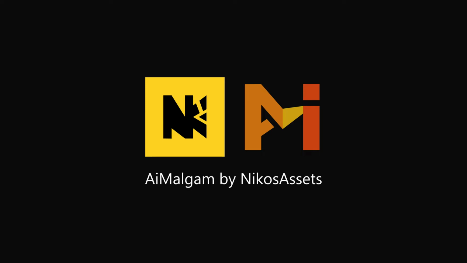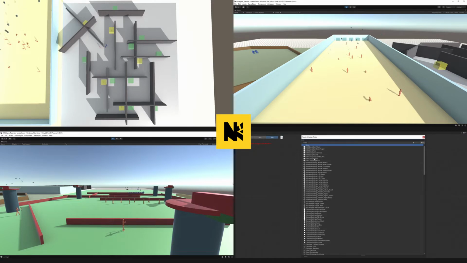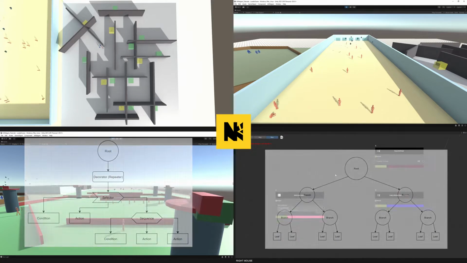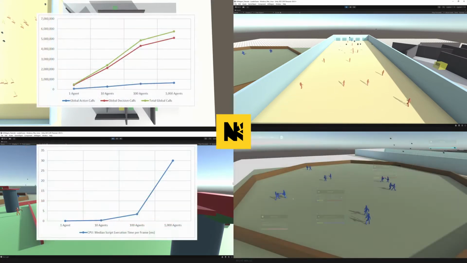Welcome to the introduction of AiMalgam, a generic AI system you can find in the Unity Asset Store. This AI system fixes the issues of classic AI patterns such as behavior and decision trees. The issues consist of forced tree traversal to execute actions.